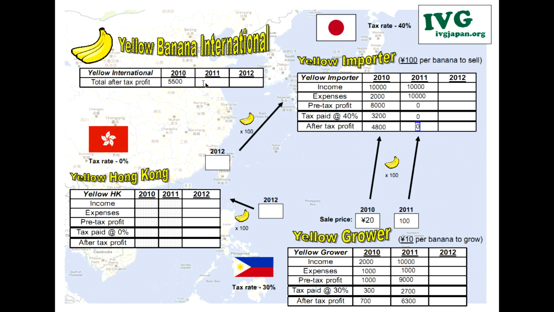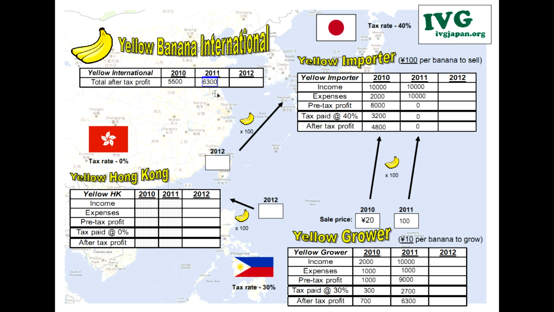So just to finish off the overall accounts for 2011, the overall after-tax profit is going to be 6,300. So you can see here from 2010 to 2011, we've increased the overall after-tax profits of the company by 800 yen simply by adjusting this internal transfer price of the banana. And it's important to point out that no more efficient banana has been grown in this process. There's been no more productive economic activity that has resulted in these increased profits. It's simply a manipulation of the system.